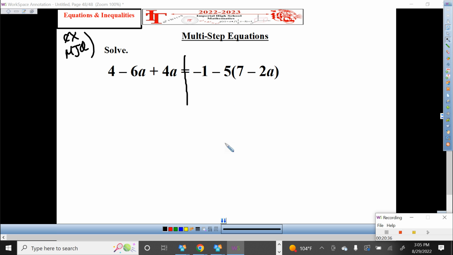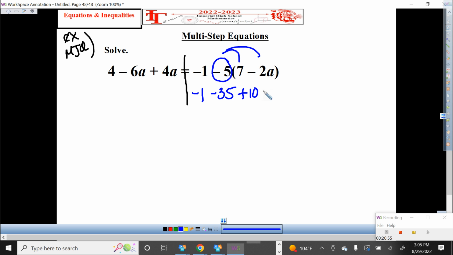So, you shared with your neighbor which side and what you were going to do. Rollins, which side did you start with? And what did you do? Distributed. So you distribute negative 5 in here and here, so you get negative 1, negative 35, and positive 10A, yes? And then what did you do from there? Negative 36 plus 10A. Hands, if you got that on the right side? That is correct. All right.